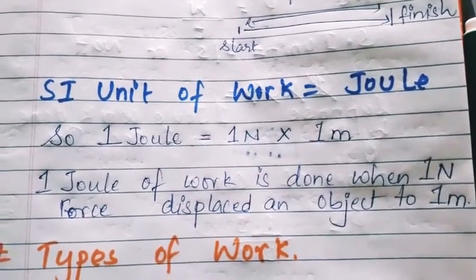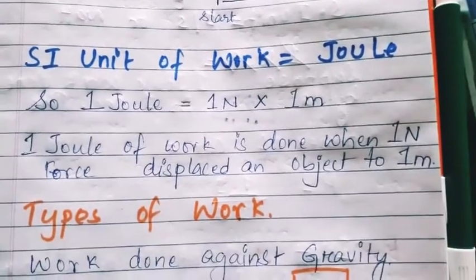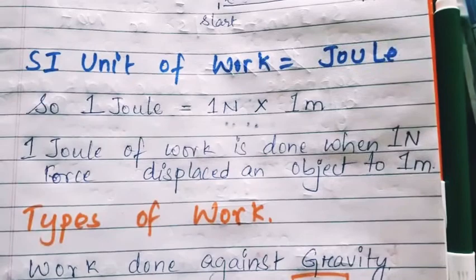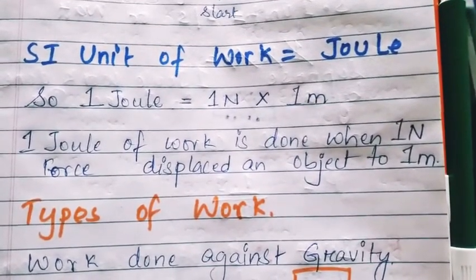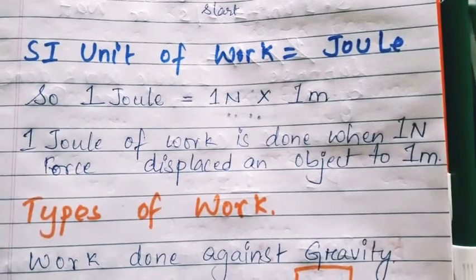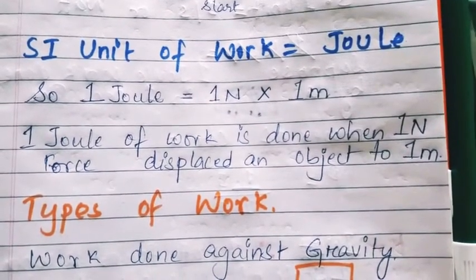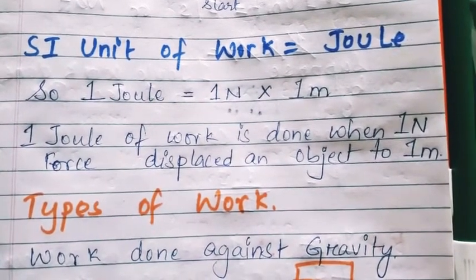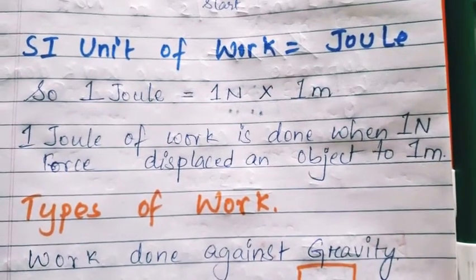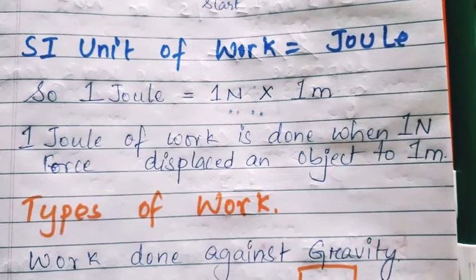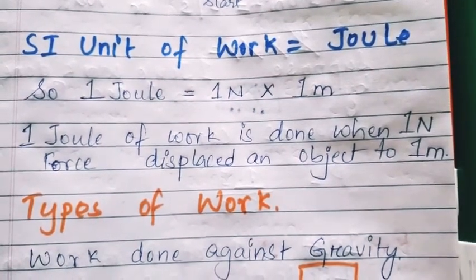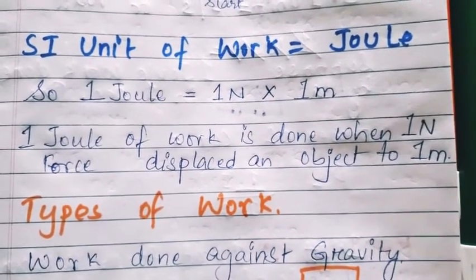Example, what is 1 joule? 1 joule of work is done when 1 Newton force displaces an object by 1 meter. When a force of 1 Newton can move an object by 1 meter, how much work has been done? 1 joule of work was done, we can say.